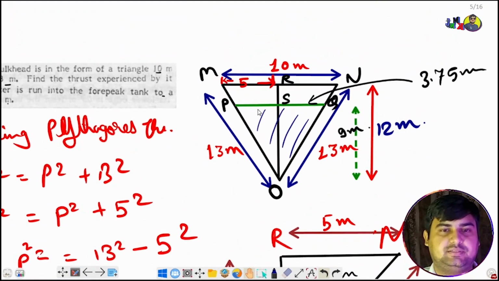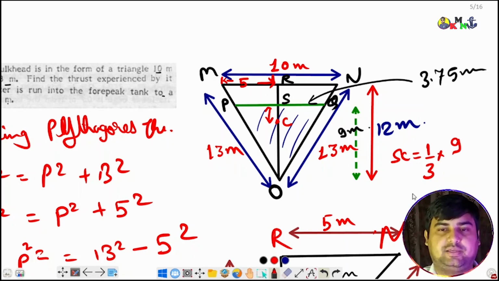And we can see that this part is immersed, so this area we found out. But we need to find out the center point of this triangle, so that will be here, C. And this height we need to find out. So to find out this height, as we know, SC will be equals to 1 by 3 from base and 2 by 3 from apex. So into 1 by 3 into 9, which will be equals to 3 meters. So this is 3 meters.